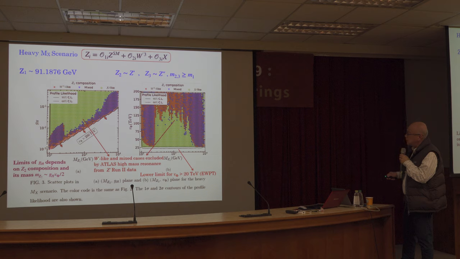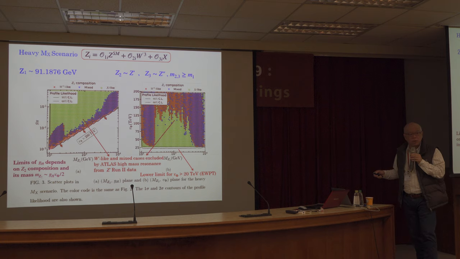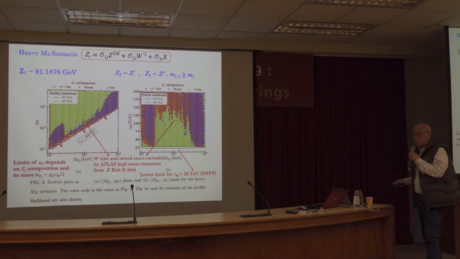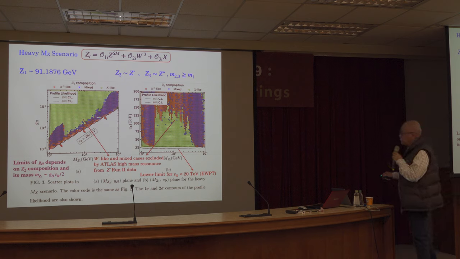Here you can see that there's a limit we can impose on the g_H and M_Z2 space, the mass parameter for the Z2, and the upper limit and lower limit depend on the composition of the Z2. So the red here is the W prime light, the blue is the mix between these three components, and the green is the X light, the U1 light. So you can see that for the X light, W light, and the mix light, there is a big hole here that is constrained. That means the upper limit is reduced by the high mass resonance Z prime data from the LHC. It's a very important data constraint here.